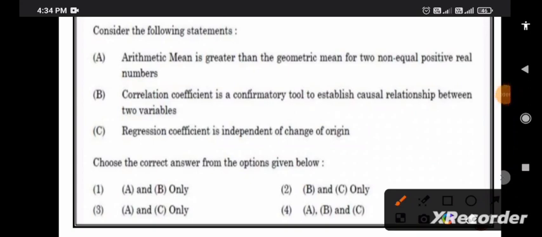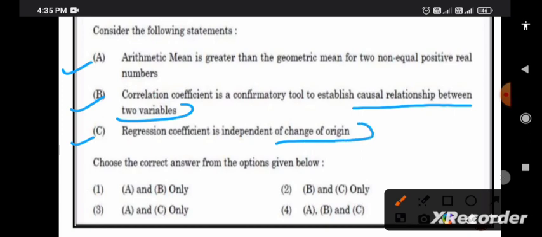Starting with the first question, here we have to select whether the statements are correct or not. Statement first is arithmetic mean is greater than the geometric mean for two non-equal positive real numbers. Statement second is correlation coefficient is a confirmatory tool to establish causal relationship between two variables. Statement third is regression coefficient is independent of change of origin.